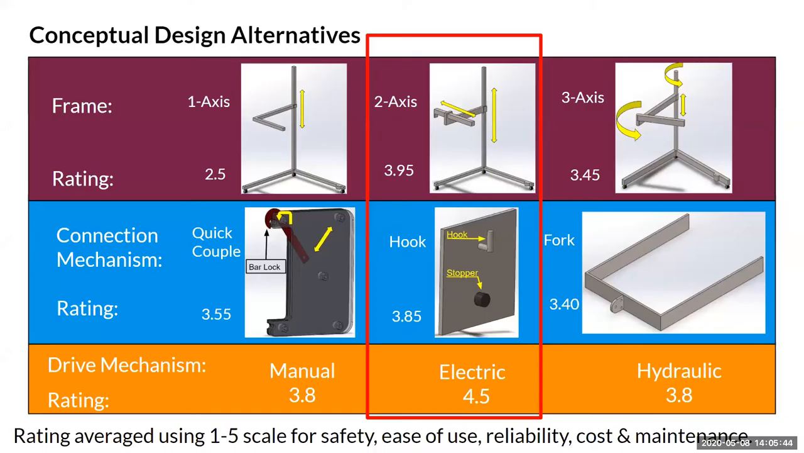Presented here are early design alternative considerations. The first row shows alternative ranges of motion. The second row is our connection mechanism, and row three shows options for the drive mechanisms. A design matrix was created for each of the categories, and all alternatives were given a rating. The second column box in red contains the selections for our final design.